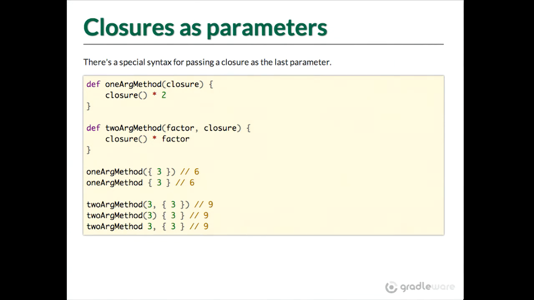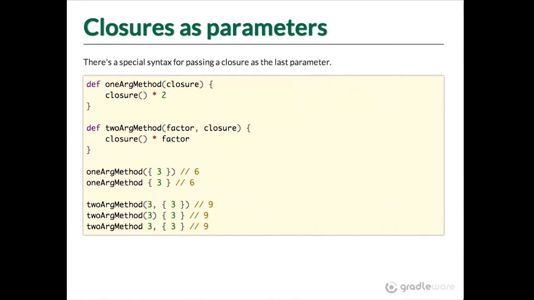You can pass other parameters to the method as well as the closure. You pass the closure as the last parameter. So here, in that first case, what I'm passing is a closure, because it's got the curly braces. It's the simplest closure possible. It's just returning a hard-coded value of 3. If I call that method, which multiplies that value by 2 and returns it, I'm going to get 6.